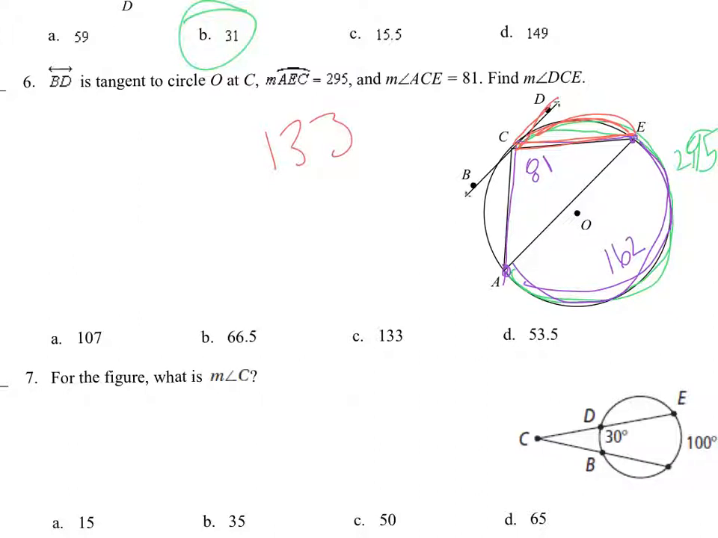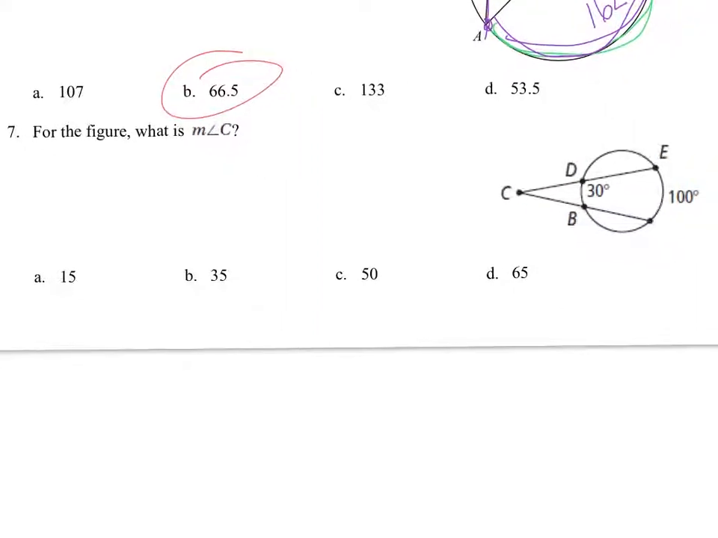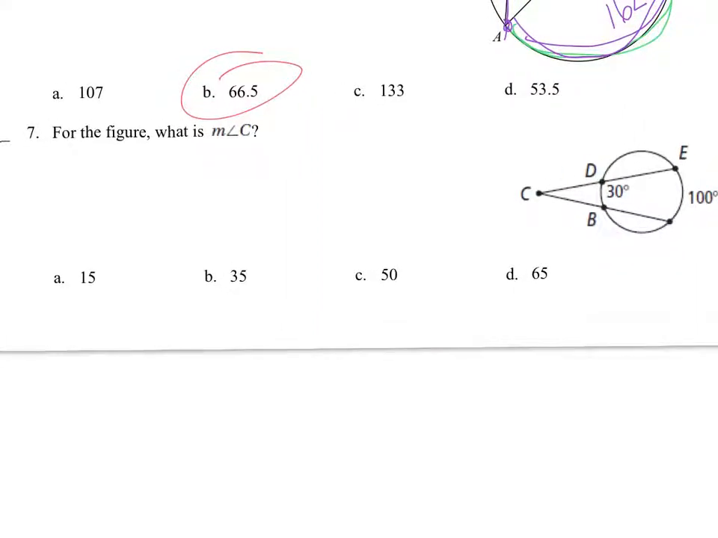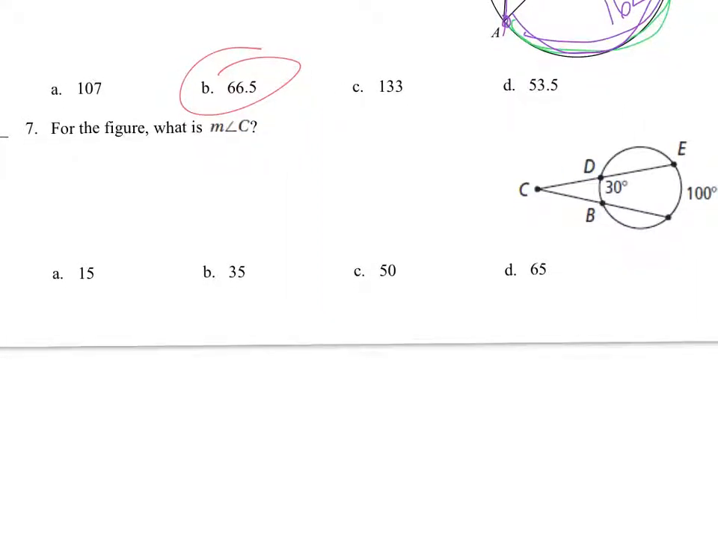Now it's 2 times your angle is equal to your arc. So if you divide that by 2, 66.5. What's the measure of angle C? Thinking in my head, the angle that I'm looking for is on the outside. Angle on the outside, you have to subtract your arcs. Angle on the outside, subtract your arcs, divide by 2. So that would be 70 divided by 2 is 35.